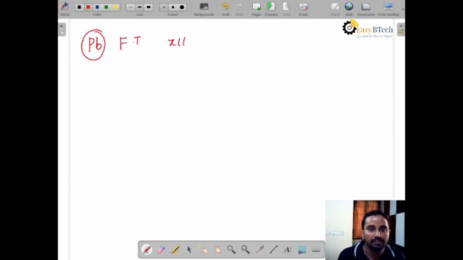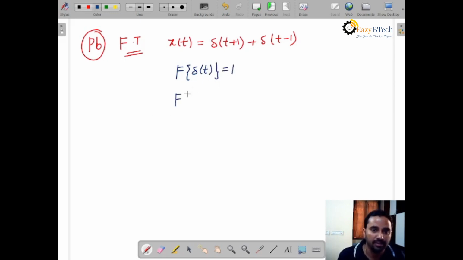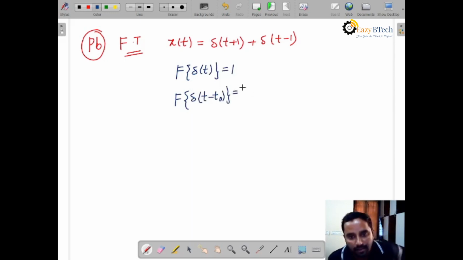Find the Fourier transform of the given signal x of t is equal to del of t plus 1 plus del of t minus 1. Very simple. Which property is helpful to do it? Time shifting property. Already we know the Fourier transform of del of t is 1. Now the Fourier transform of del of t minus t naught, by the time shifting property, is 1 into e to the power minus j omega t naught. Whatever the time shift, that will be in the exponential, with a minus for minus t naught.